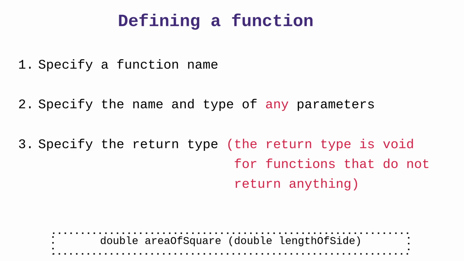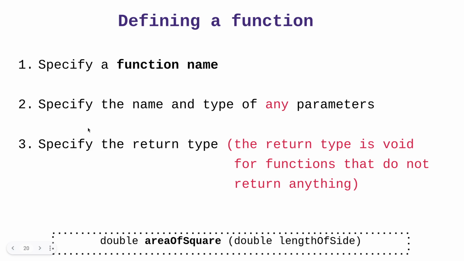Now keep in mind, number 2 and number 3 are optional. So there will be instances where a function does not have any parameters, and again, instances where the function does not return anything. Okay, good. Now, whenever a function does not return anything, we say the return type is void. Okay, so let's look at an example.